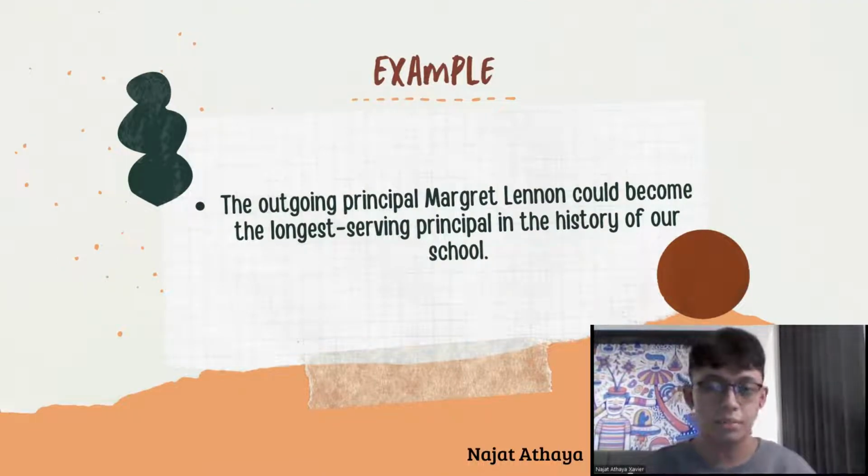So here is an example. The outgoing principal Margaret Lennon could become the longest-serving principal in the history of our school. In the absence of the appositive phrase, this sentence would be: the outgoing principal could become the longest-serving principal in the history of our school. In this sentence, we don't know who the principal is, since Margaret Lennon is essential information, so there is no need for a comma.